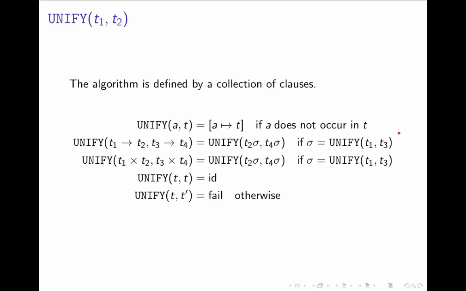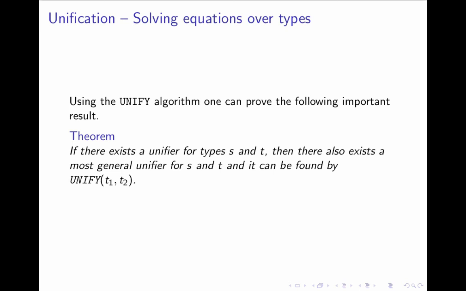So note that in this clause and in this clause, we're saying that if this works out fine, if this does not fail, we continue. Otherwise, we fail. So that's the unification algorithm. We can now prove a very nice result, which is that if we have a unifier for two types S and T, then we can find the most general unifier for S and T, and it can be found by running the unification algorithm with parameters S and T.